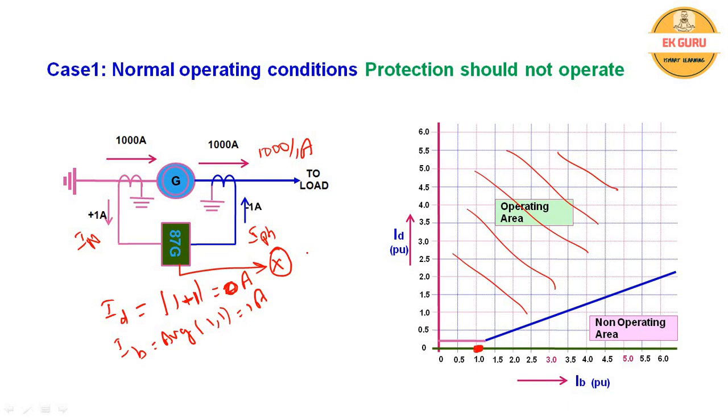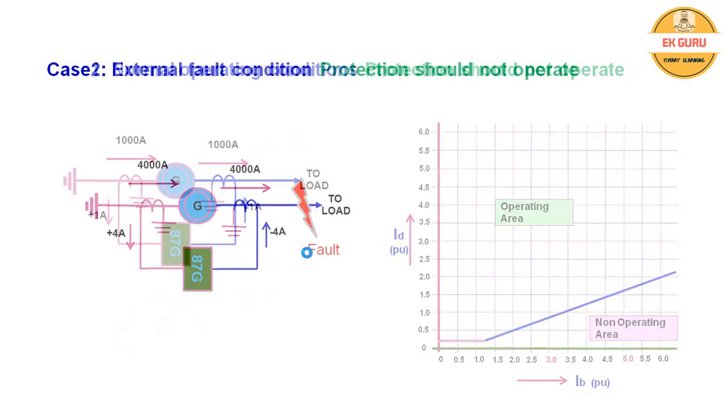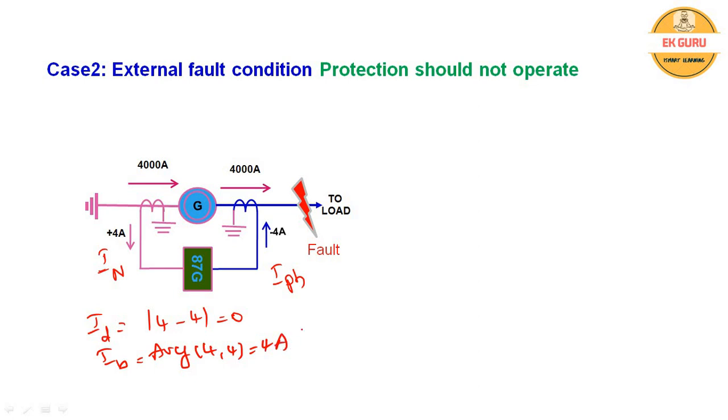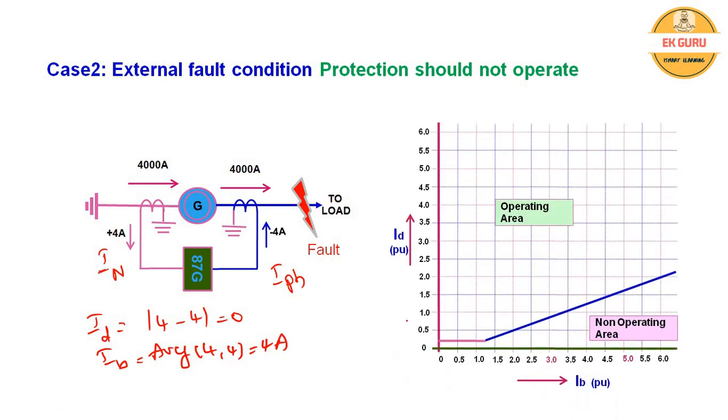So like this, in normal conditions, the protection should not operate because there is no difference between the current entering and the current leaving the generator. In case 2, if there is an external fault, the protection should not operate. Here also the same condition: on the neutral side the current is 4 amps, and on the phase side the current is 4 amps. Then the differential current is the phasor sum of both currents, 4 minus 4, that is 0, and the bias current is the average of the two currents, that is 4 comma 4, 4 amps.